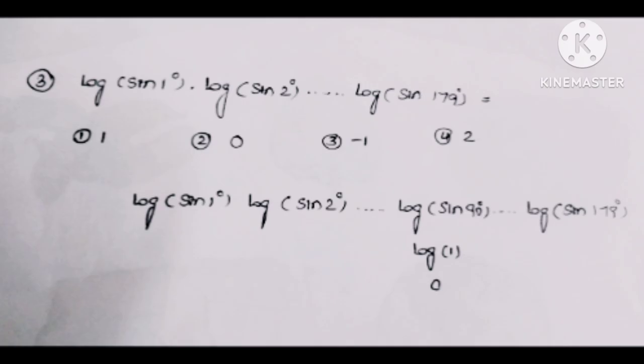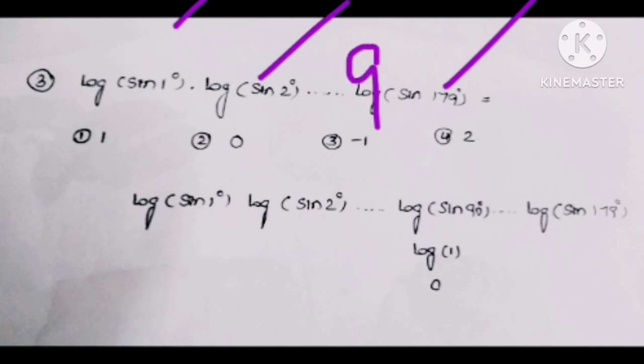The question is log of sine 1 degree into log of sine 2 degrees into log of sine 3 degrees into and so on up to log of sine 179 degrees. What is the answer? Very easy question. So here what are the numbers? Here we have 1, 2, 3 and so on up to 179. In between all these numbers we have 90 also. 1, 2, 3, 4, 5, 6, 7, 8, 9, 10 and so on, 90, and 91, 92 and so on up to 179. We have to take all the numbers.